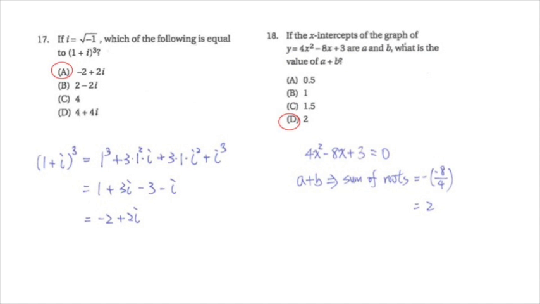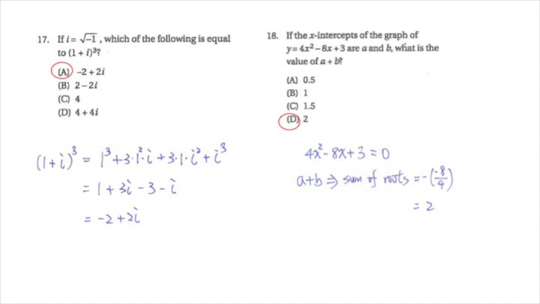Question 17, we're asked to find the equality of (1 plus i) to the power of 3. So (1 plus i) cubed equals 1 cubed plus 3 times 1 times i plus 3 times 1 times i squared plus i cubed, which equals 1 plus 3i minus 3 minus i, which equals negative 2 plus 2i.